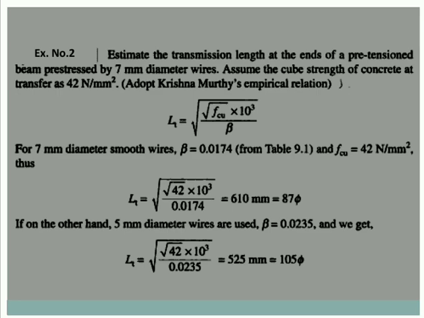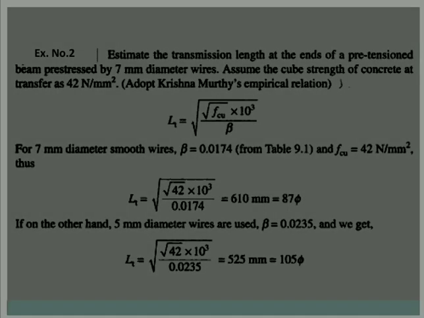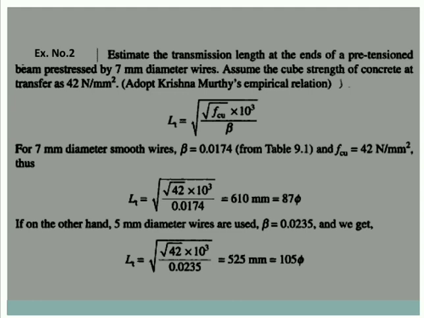Example number 2. Estimate the transmission length at the end of a pre-tensioned beam prestressed by 7 mm diameter wires. Assume the cube strength of concrete at transfer as 42 Newton per mm square. Adopt Krishnamurthy's empirical relation. So finally we have found one Indian name, Krishnamurthy, who has suggested an equation which can be used. This is nothing but your empirical relation, which we can use directly to find the required things.